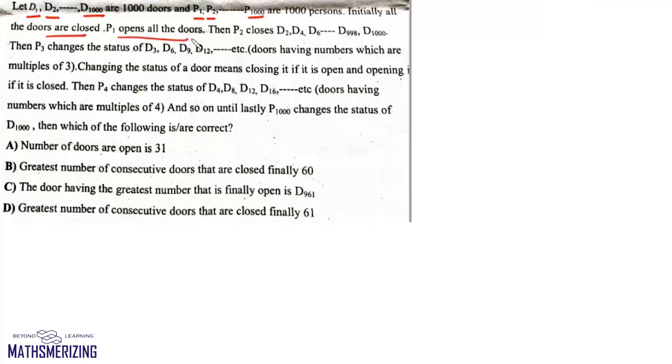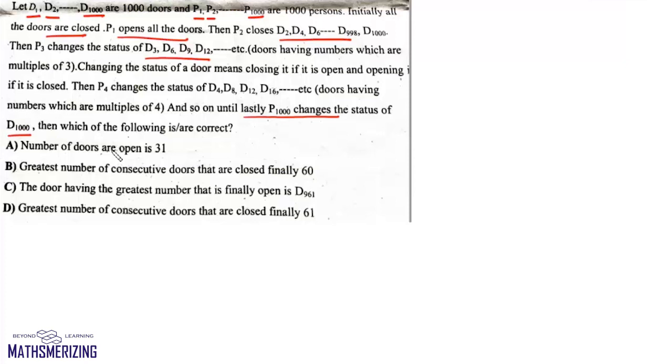P1 opens all the doors. P2 closes all the doors which are multiple of 2. P3 changes the status of all the doors which are multiple of 3. And it goes on. So the question is, until lastly P1000 changes the status of D1000, then which of the following options are correct? So we have to find number of doors which are open.